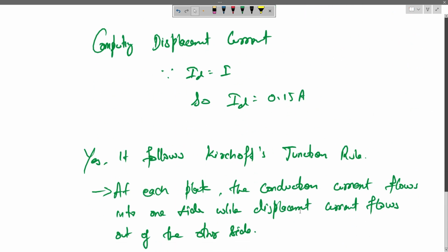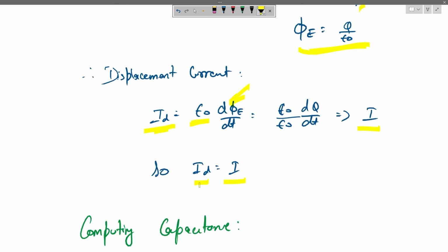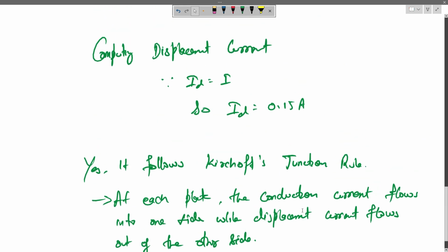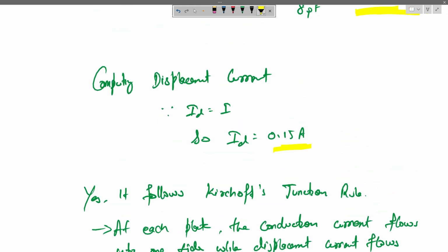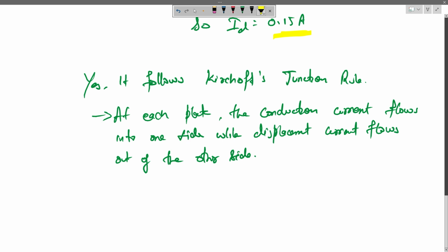Now computing displacement current, we already saw from this derivation that displacement current would be equal to conduction current. So displacement current would be equal to 0.15 ampere. Now it follows Kirchhoff's junction rule, as at each plate the conduction current flows into one side while the displacement current flows out of the other side.